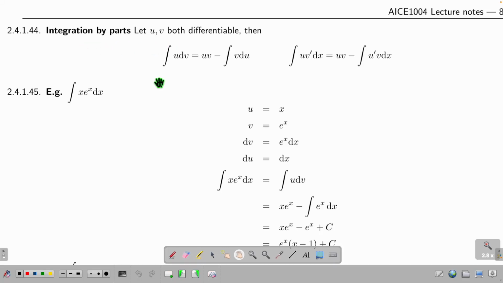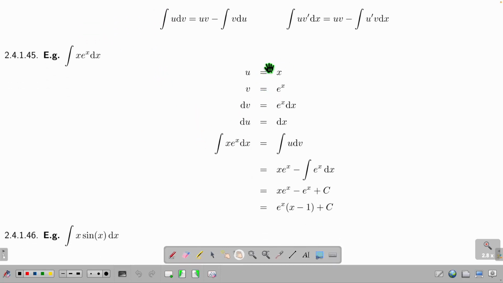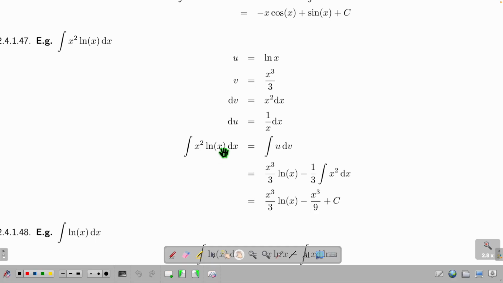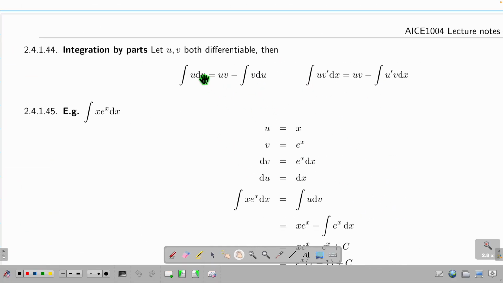Integration by parts. This one you need more practice. And again, I write in this style. I'm just writing this so that you can have a full understanding. If I have this, the integral of u dv is uv minus the integral of v du. Or I can write something like this.